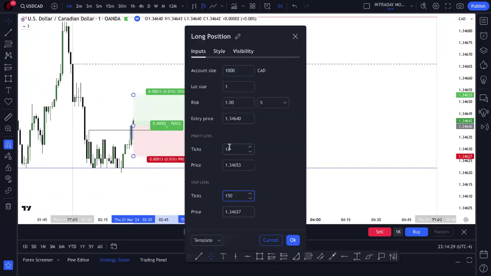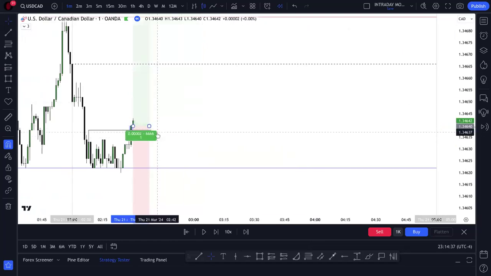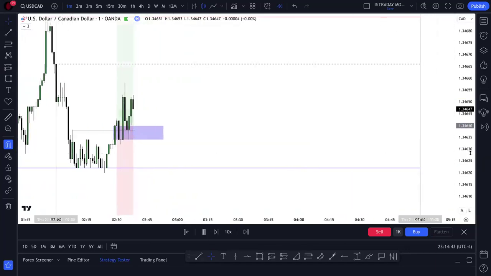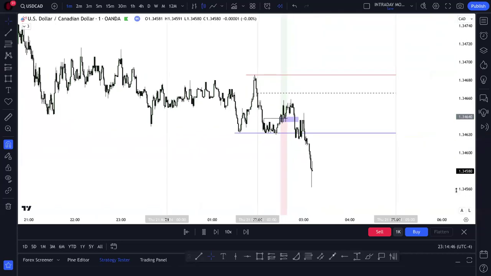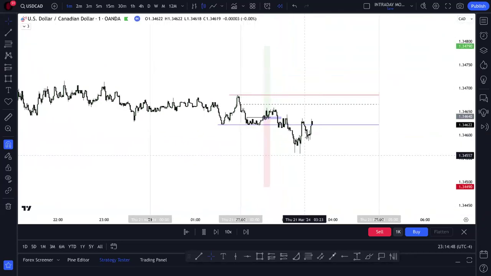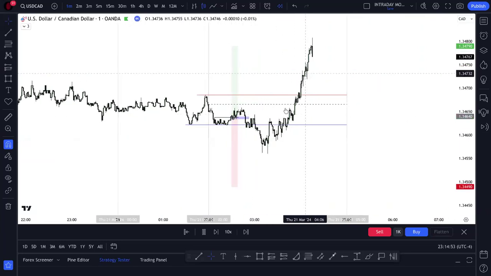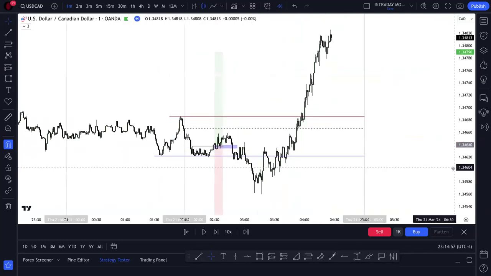150. 15 pips. Did I just move it? It should be fine. Press play. Man. Price hits it. Yep. Drawdown for sure. Like I said, you ain't always going to get it right. Drawdown. TP. Done. TP.